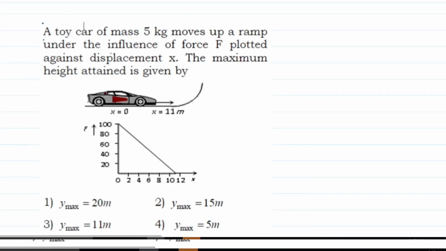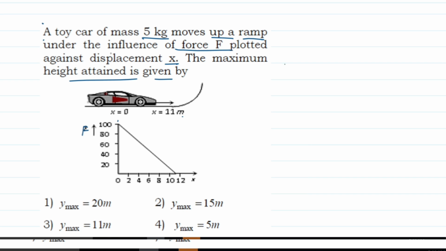Here the question says a toy car of mass 5 kg is moving up on a ramp under the influence of the force plotted against the displacement x. The maximum height attained by it is to be found. Up to 11 meters distance it's moving. Here the force versus displacement curve is given. A car is moving here, and they are asking for the maximum height attained by the car.